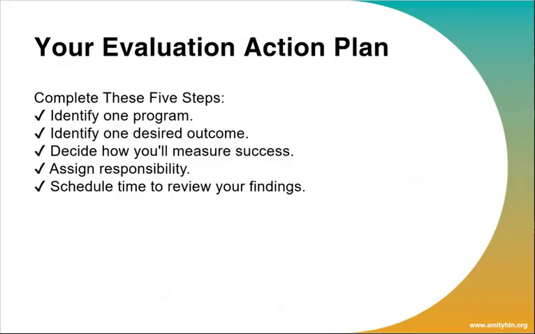And the fourth step is one that's easy to overlook. Assign responsibility. Who is actually going to collect, review, and manage this information? And finally, schedule time to review your findings, because data sitting in a spreadsheet doesn't create change. Someone has to look at it, discuss what it means, and decide what to do next. So keep it simple. One program, one outcome, one measurement strategy, one person responsible, and one time to review. That's how you turn evaluation from an idea into a practice.